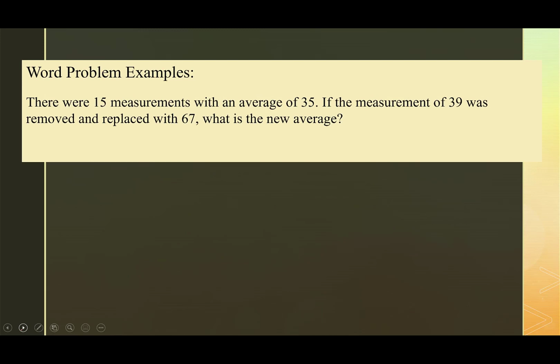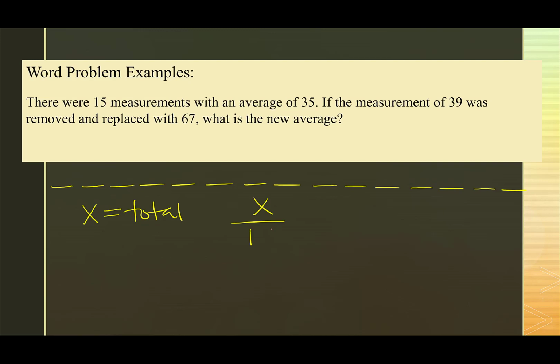Here's another word problem. There were 15 measurements with an average of 35. If the measurement of 39 was removed and replaced with 67, what is the new average? Okay, so I have 15 lines across the screen that represents the 15 data points. We don't know the individual data points, but we do know when we add them all together, and we'll let x be that total. When we add them together and divide by 15, we get an average of 35. So by solving for x, we can find out what the total measurements were.